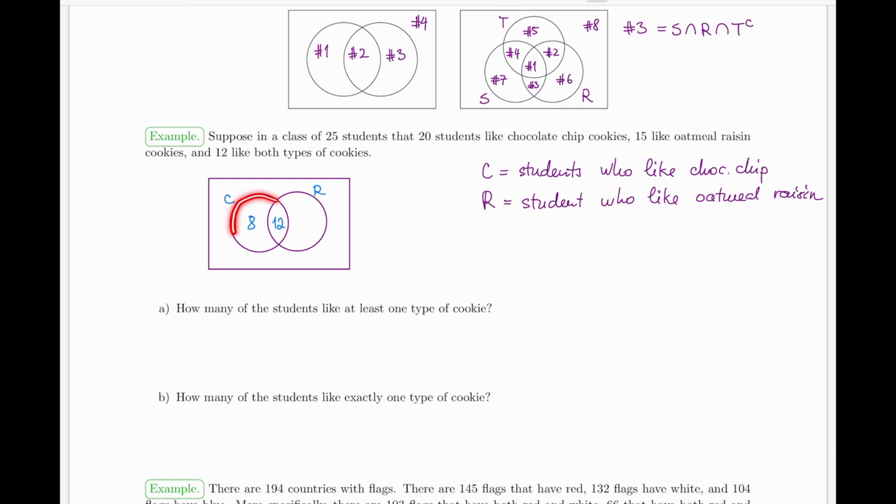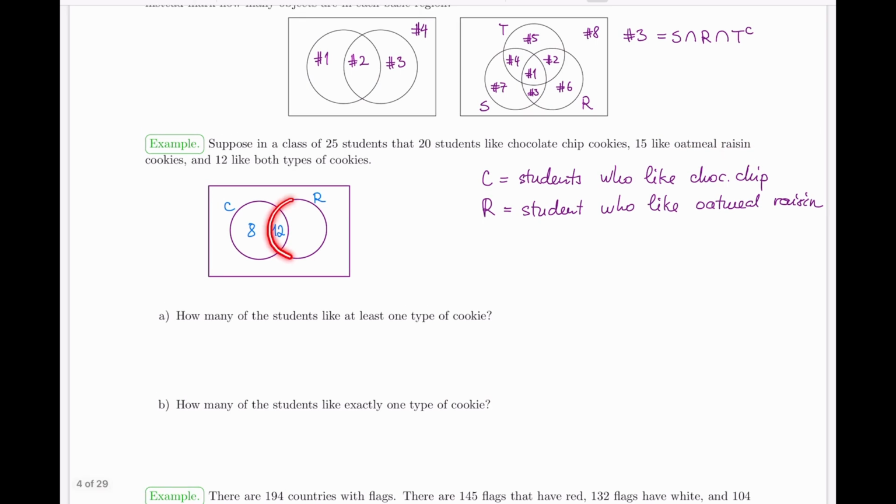So let's double check it. If I think about the chocolate chip lovers, then I have 8 plus 12, which is 20. For the oatmeal raisin ones, there are 15 students, so there must be 15 overall in this set. 12 of them are here, which means that 3 more have to live out here.